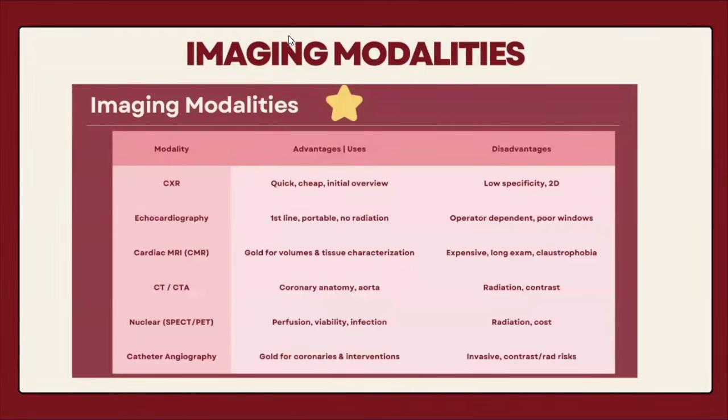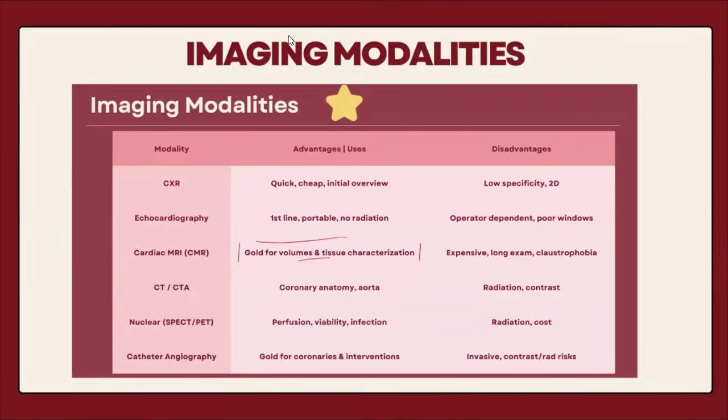But they are gold standard for volumes and tissue characterization. Memorize this very, very well. They are gold standard for volumes and tissue characterization to tell whether a tissue is fibrotic or if there's a scar here, if there's inflammation or calcification. These are things that you can pick up easily on an MRI. And you can also use it to determine the volume inside the different chambers of the heart.